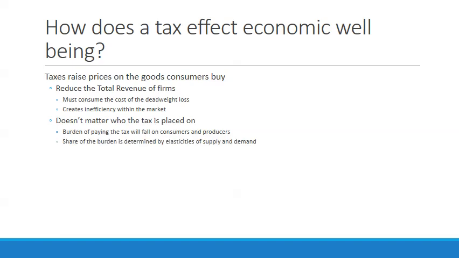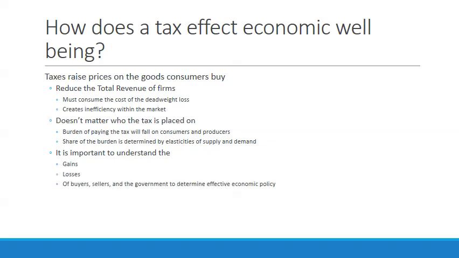Now, the share of the burden is determined by the elasticities of supply and demand. Remember, elasticity is simply referring to the slope. So we're talking about the slope of these lines. So it's important to understand the gains and the losses of buyers, sellers, and the government to determine effective policy.